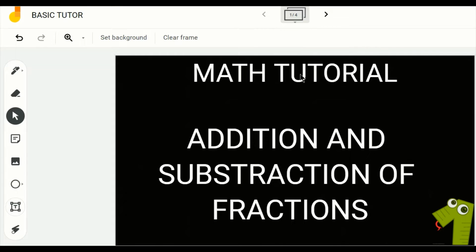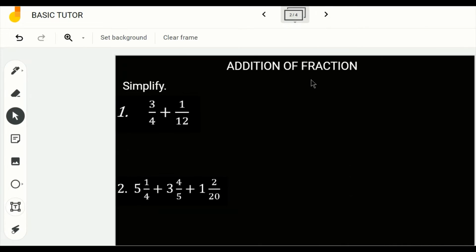In today's video we shall be looking at addition and subtraction of fractions. Now we have different ways in which we can add and subtract fractions. In this video I'll be using the equivalent fraction technique to add and subtract fractions. Let's look at addition of fraction. Remember, I'll be using the concept of equivalent fraction to add and subtract fractions.